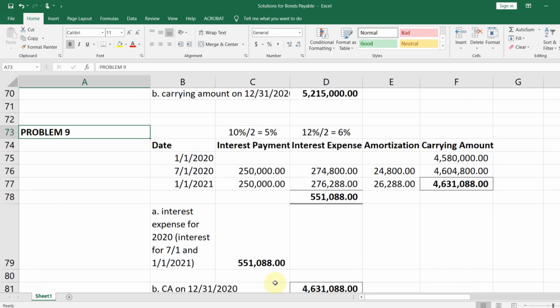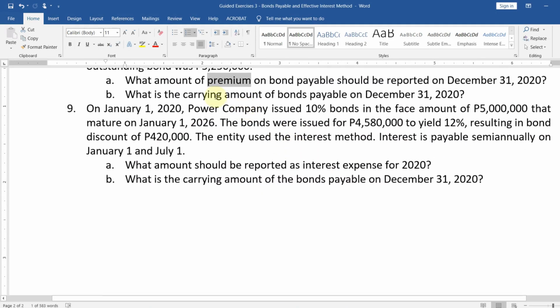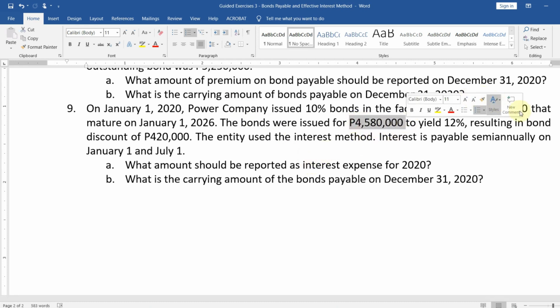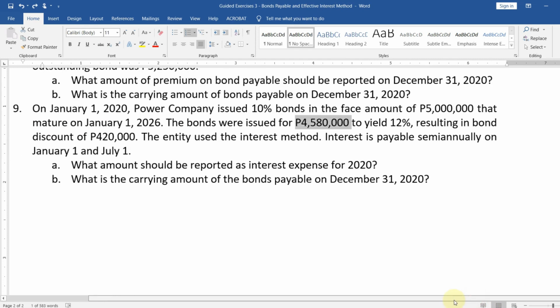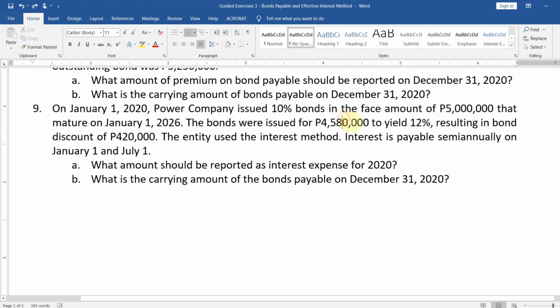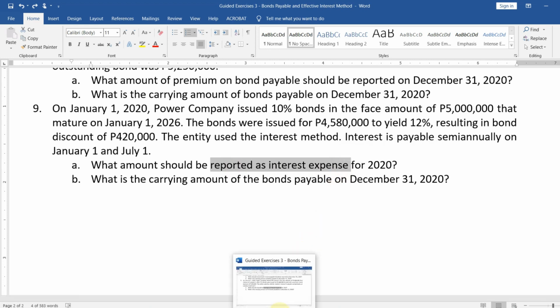Next, last number. Yahoo! Problem 9. Problem 9 tells you, on January 1, 2020, Power Company issued 10% bonds in the face amount of 5 million that mature on January 1, 2026. The bonds were issued at 4,580. So, naka-discount ka kasi ang inuutang mo is 5 million. Ang binigay sa'yo 4,580. To yield at 12%, resulting in bond discount of 420. The entity used the interest method. Interest is payable semi-annually on January 1 and July 1. Una, what is the amount to be reported as interest expense for 2020?